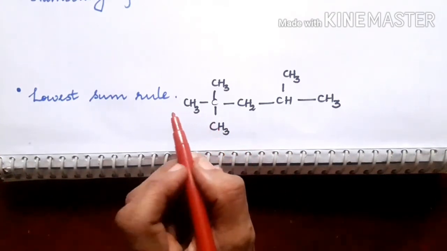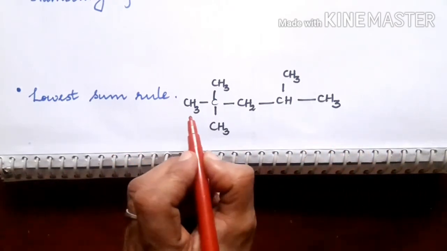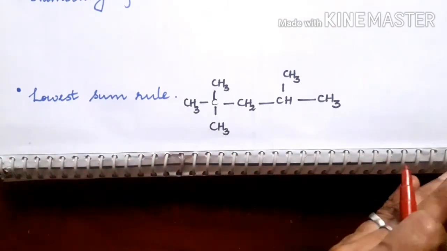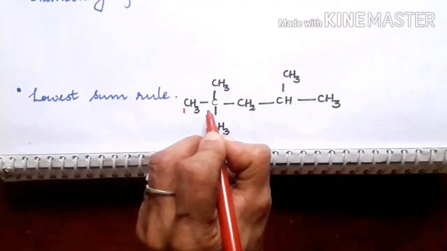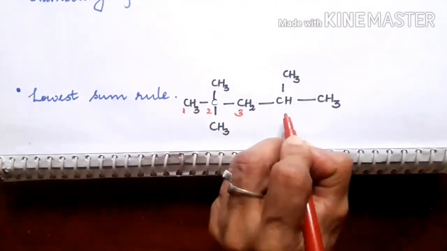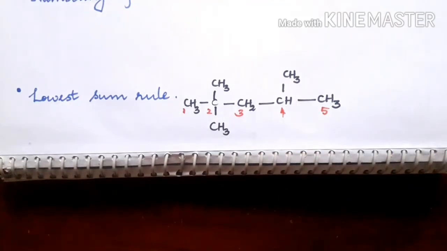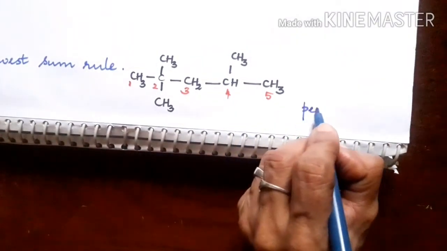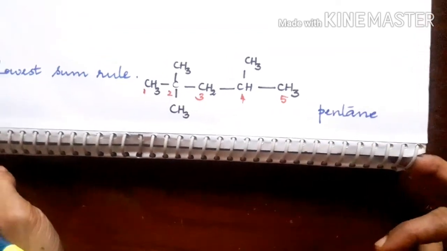Now, shall we number it from left to right or right to left? So here we have maximum substituents on the second carbon atom. So if you start numbering from left to right, we have the numbering 1, 2, 3, 4, 5. So which is the parent here? The parent is pentane.